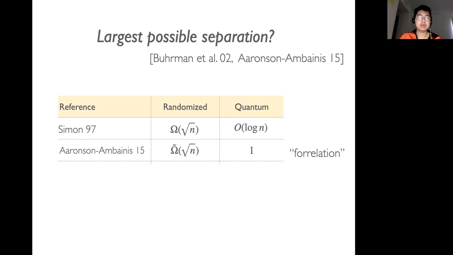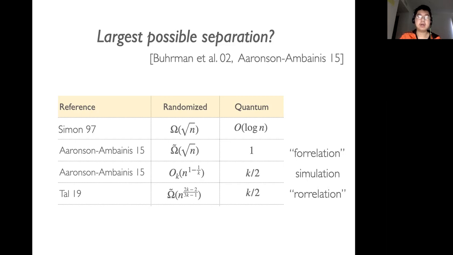In addition, they also proved the following simulation result. They showed that for any quantum algorithm with k over 2 queries for a constant k, there is a randomized algorithm that simulates this quantum algorithm using n to the 1 minus 1 over k queries. So this simulation result rules out the linear versus constant separation that one might hope for.